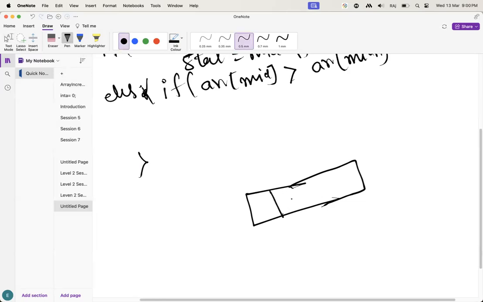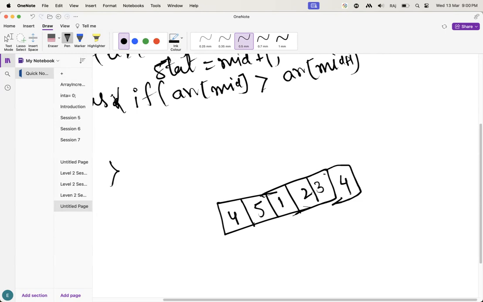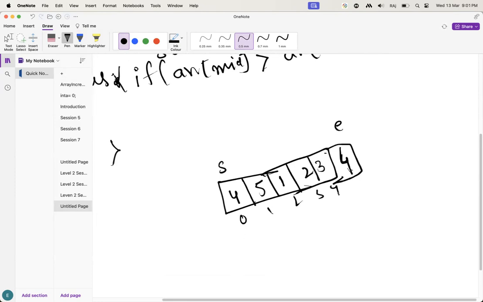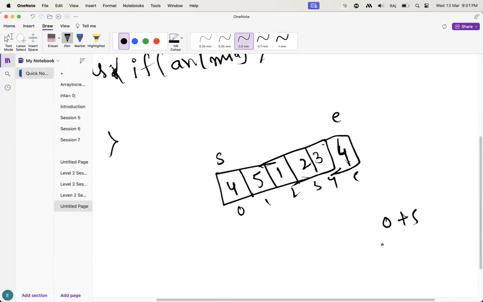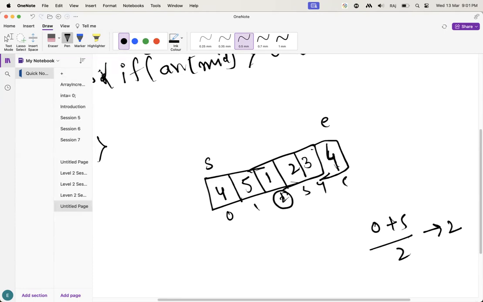Guys, let's take this one. Let's suppose here 4, 5, 1, 2, 3, and 4. This is the start one. This is the end one in this case. What is the mid value, guys? So 0, 1, 2, 3, 4, 5. 0 plus 5 by 2, that means 2. So this is the mid one.